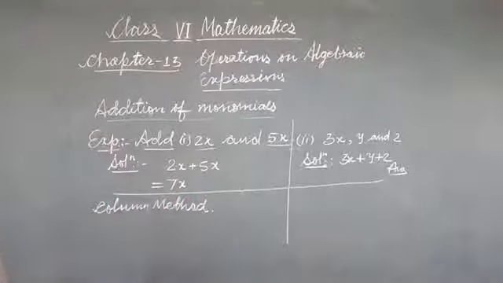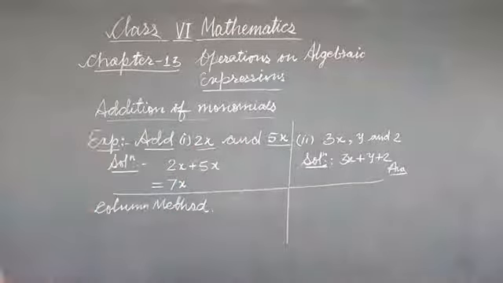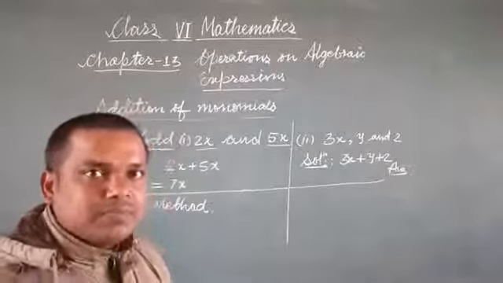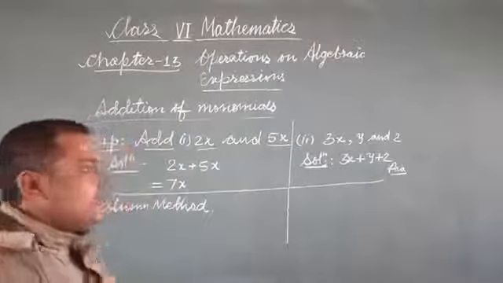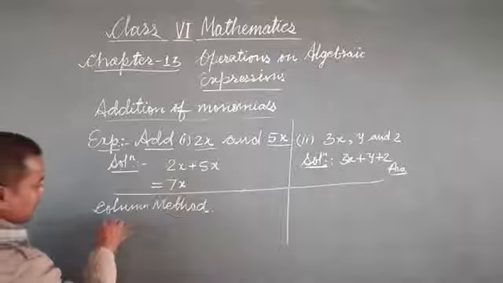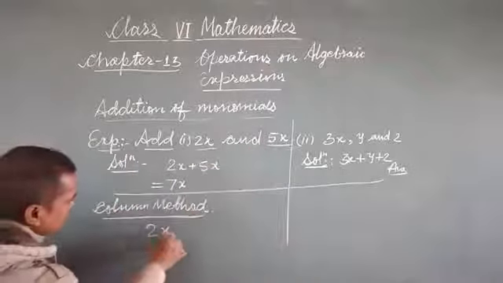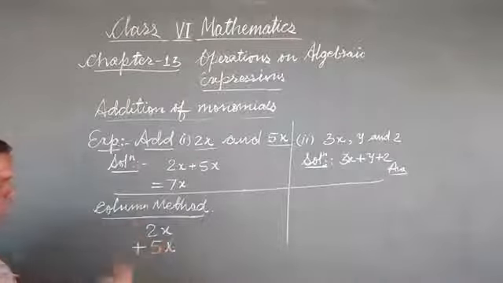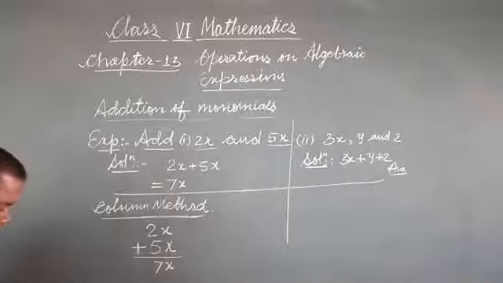The same example I am taking as is written here, add 2x plus 5x. So in column method we write the monomials or algebraic expressions column wise according to the variables. Here we have one variable only, so we will write 2x plus 5x. So it is the column method of addition, and now we will add to become 7x. Okay.